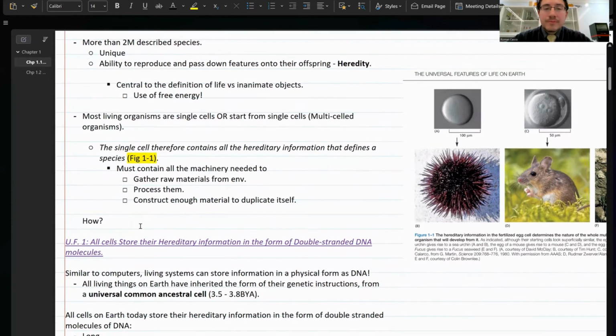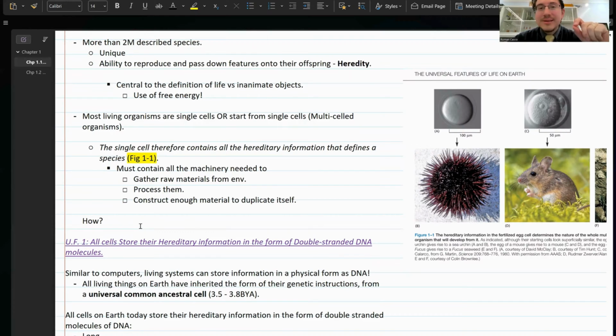So, very nicely put in the text, the single cell therefore contains all the hereditary information that defines a species, even if you're multicellular, right? The single cell is enough to define that species. So that was a very interesting sentence to read, right? And again, that same idea, right?